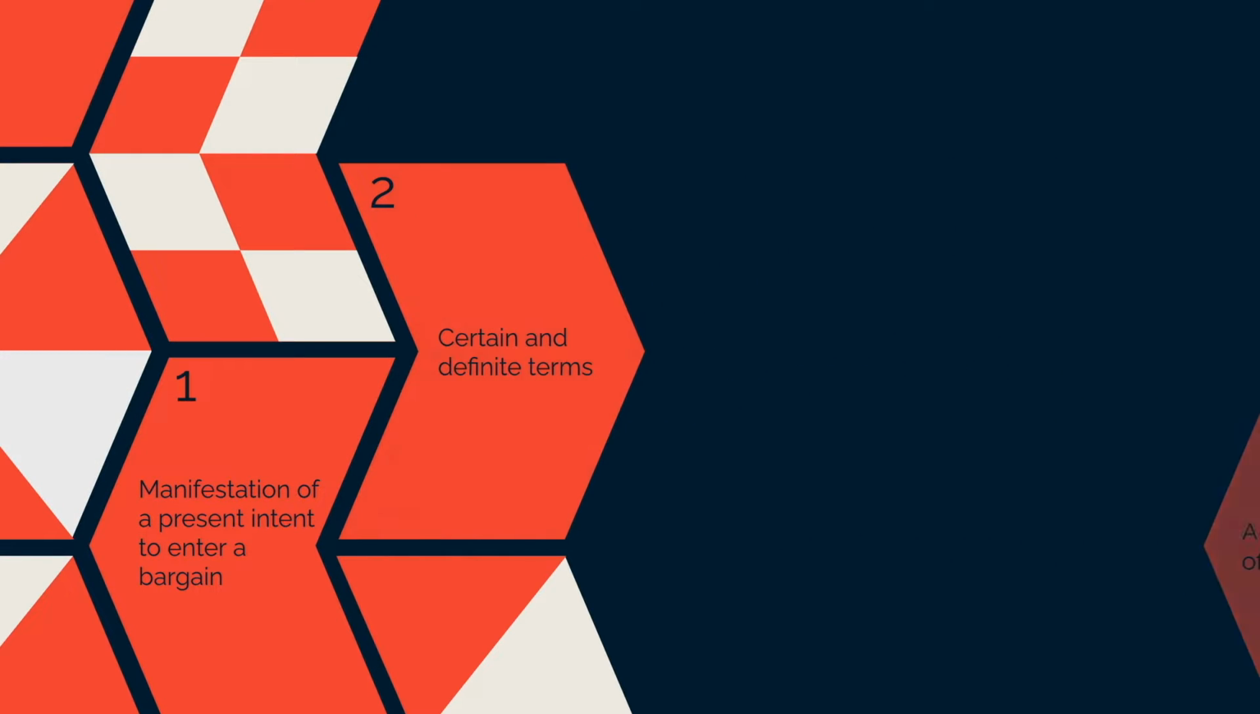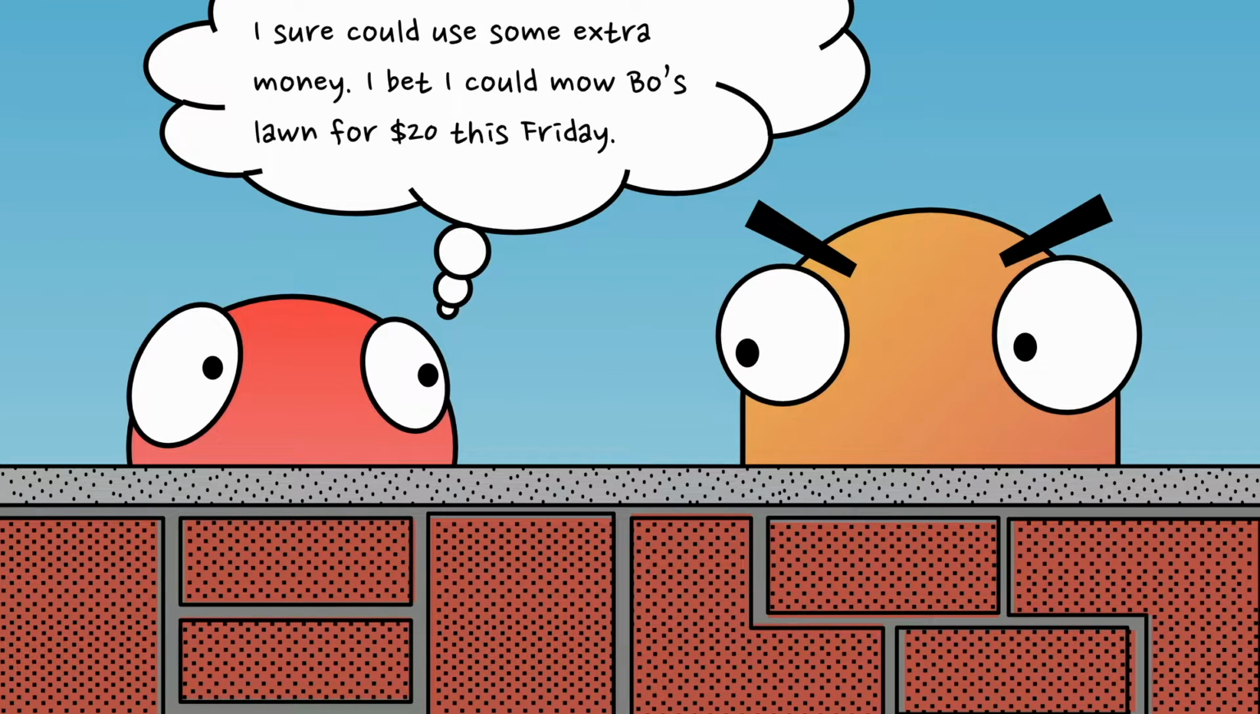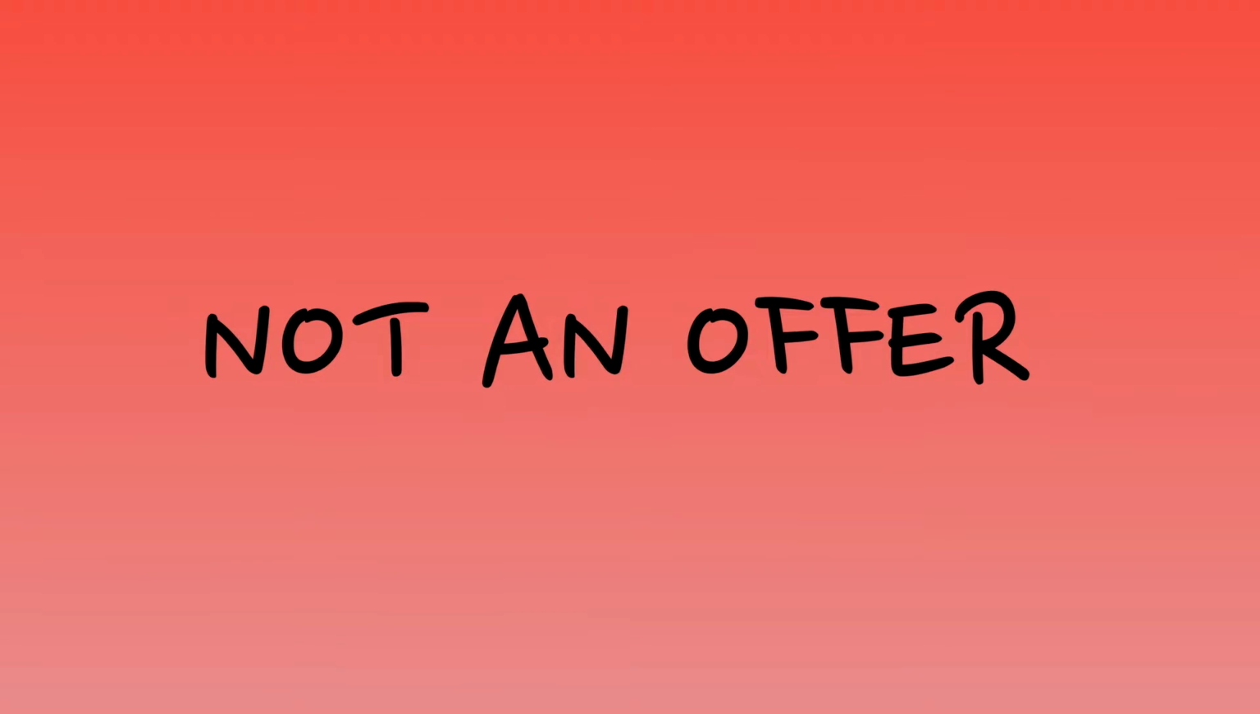So let's break that into these specific elements and walk through them. Let's look at number one here, a manifestation of a present intent to enter a bargain. What does that mean? Well, let's look here at Bob and Bo. So here we've got Bob thinking in his head, I sure could use some extra money. I bet I could mow Bo's lawn for $25 this Friday. So all Bob is doing is thinking this possible proposal in his head. That's not an offer, right? There's no manifestation there at all. It's just something he's thinking in his head.